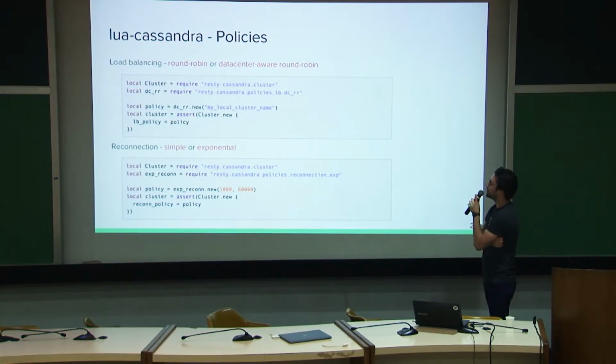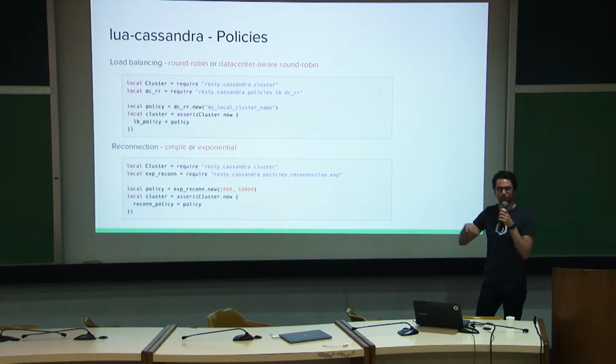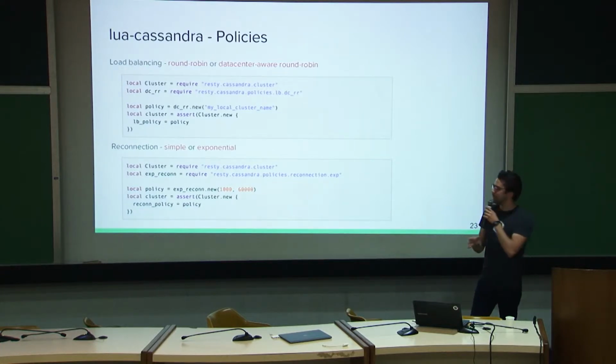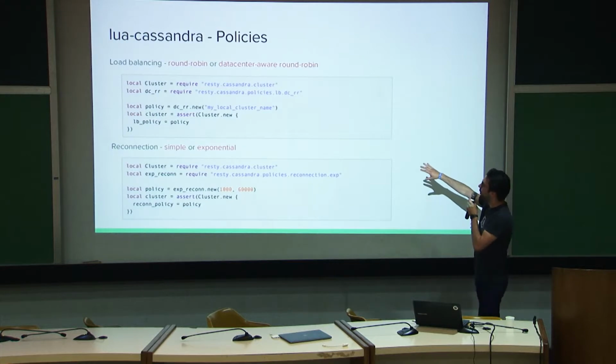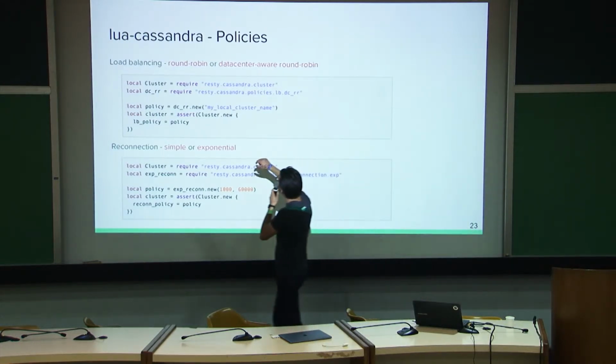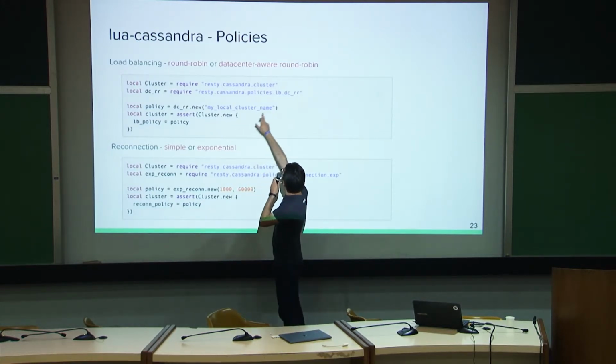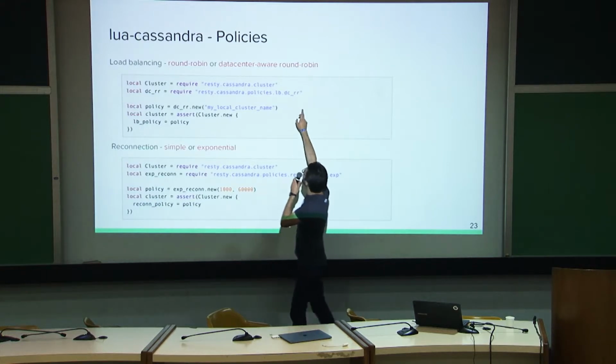So the policies, those are really important. We have different types of policies. We have a retry policy that I did not include here because it's actually under the hood. It's just going to retry some failed queries a few times on different nodes, and that is configurable. But the load balancing and the reconnection policies are, I think, a little bit more interesting. So here we require our cluster module, and we require a data center aware round-robin policy.